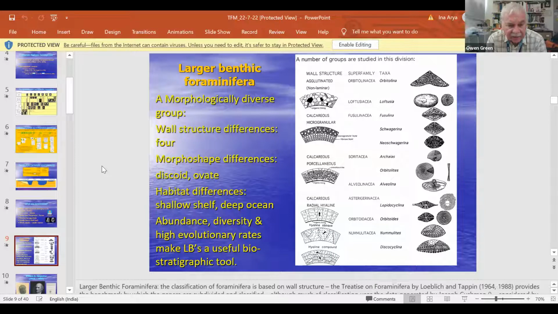In other words, these are the forams which stick grains of sand onto them. They can also inhabit different sorts of habitats. Usually we say they are restricted to the shallow shelf, but not all. There's a huge abundance and diversity, and high evolutionary rates make larger benthics useful as a biostratigraphic tool. Okay, next slide, please.